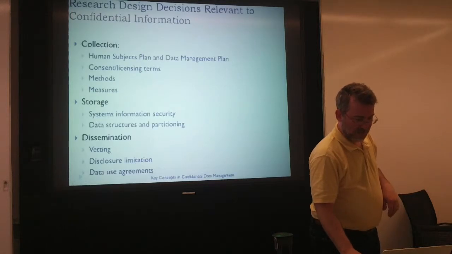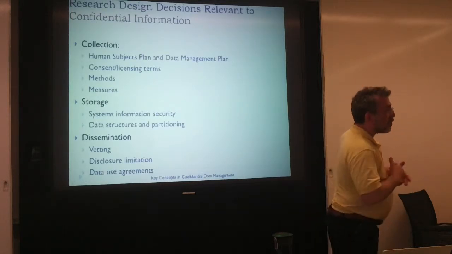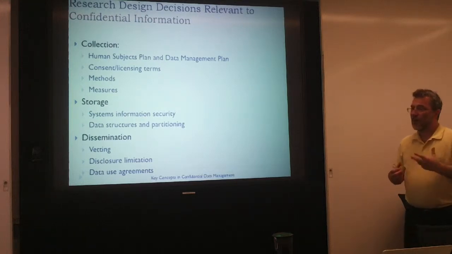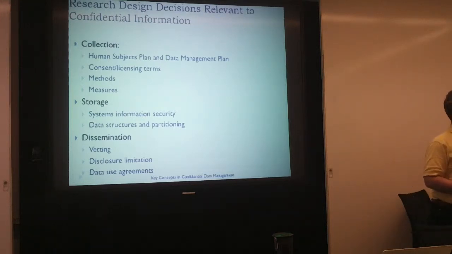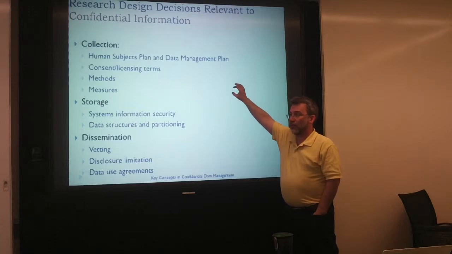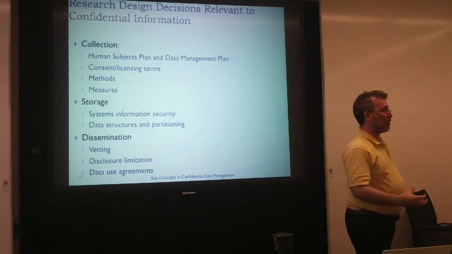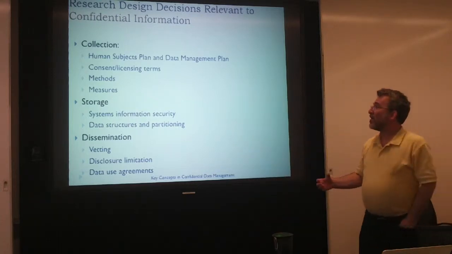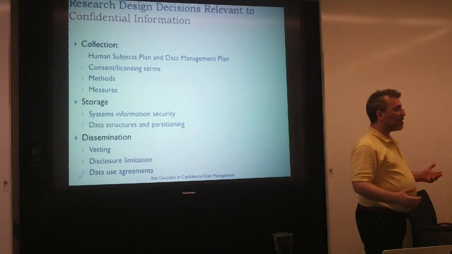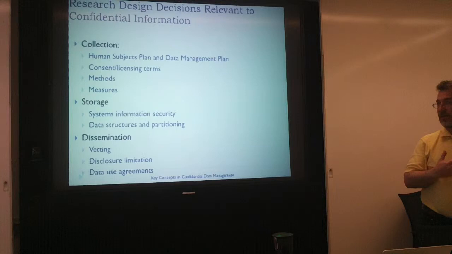What's the state of the practice? When you're doing research, collecting data for research, there are a number of different stages that you need to think about for confidential data management. You should start thinking about it at the collection point. So before you're doing the research, there are typically, if you're involved with humans, human subject plans. So you have to have some plan for collecting the data and for protecting the human subjects in it.